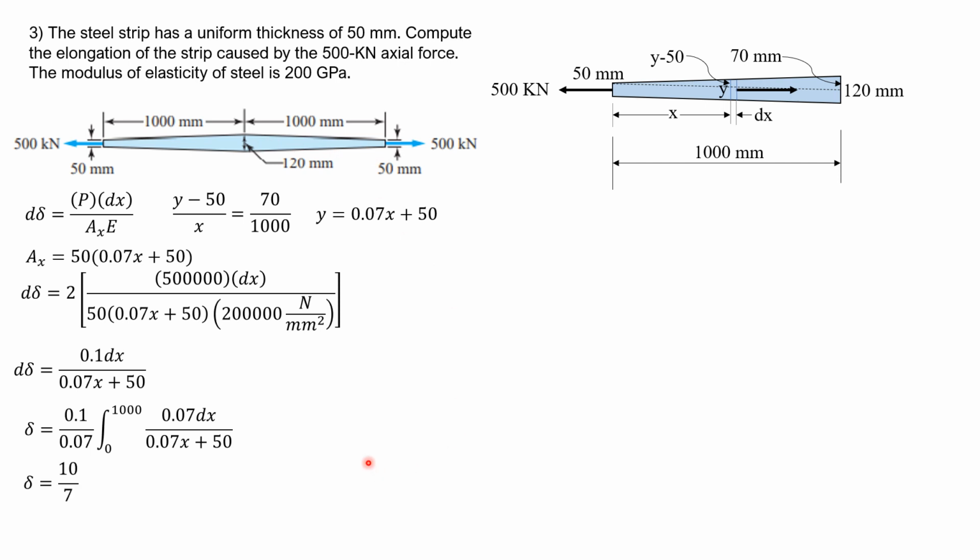So evaluating the integral, it is 10 over 7 ln of 0.07x plus 50, limits from 0 to 1000. So substitute, it is equal to 1.251 mm. And that's the deflection in this problem here.